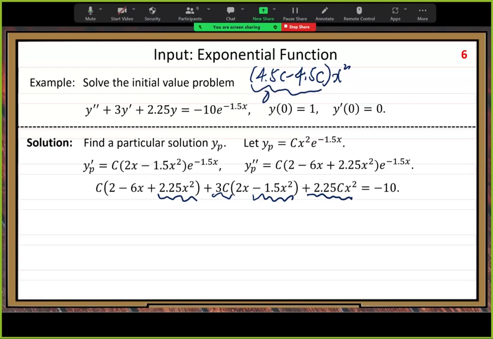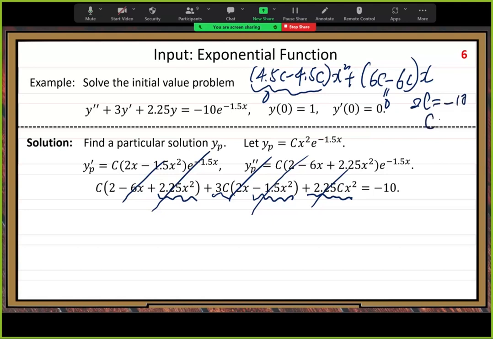Then the x term. Because the x squared term is gone, look at the x term: minus 6c here plus 6c, so we have 6c minus 6c, also 0. The x term is also gone. Then the constant term cannot be 0, because the right-hand side is negative 10. On the left-hand side, since the x term is gone, only 2c is left. So 2C equals negative 10, and C equals negative 5. Capital C is determined.